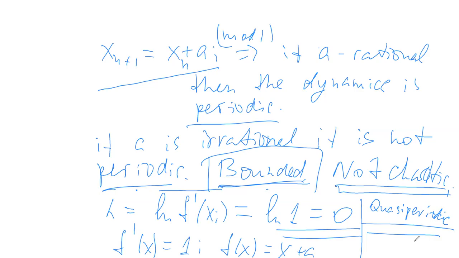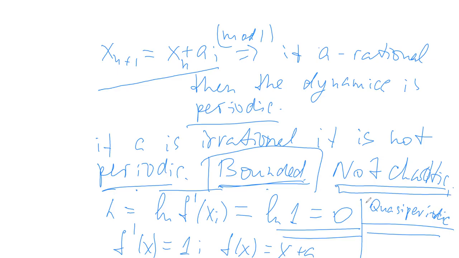And here we could say even more. Since the Lyapunov exponent is 0 and the derivative is 1, if we have two orbits which started very close to each other, the distance between them will always be the same. Well, it's not a very good argument maybe.